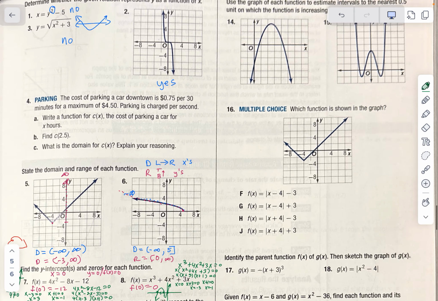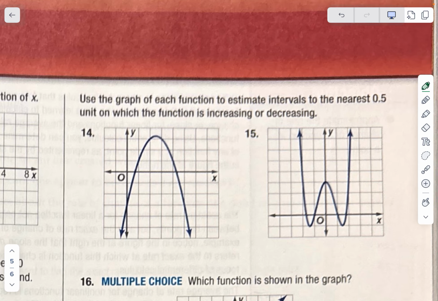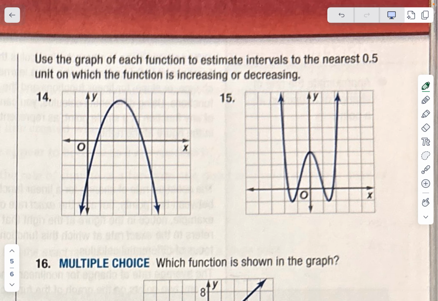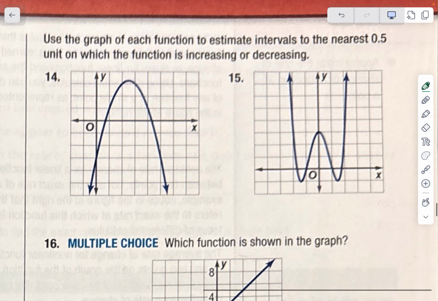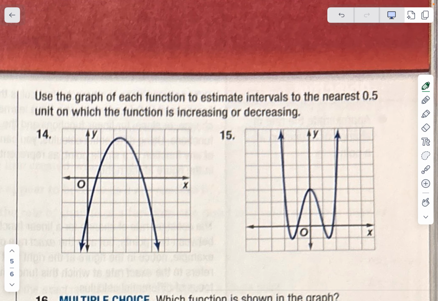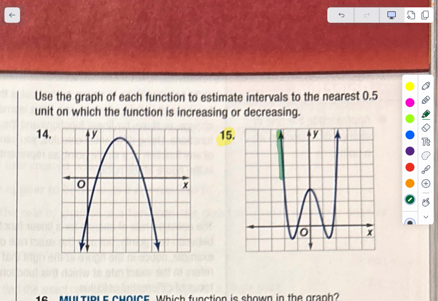So we've done that a few times. We're almost done. Let's talk about increasing and decreasing. We're just going to do 15, just to save time. We'll just do that one. Okay. I'm going to highlight where the function is going downhill from left to right. When it's going downhill, I'm going to put it in green. And when it's going uphill, I'm going to put it in red.